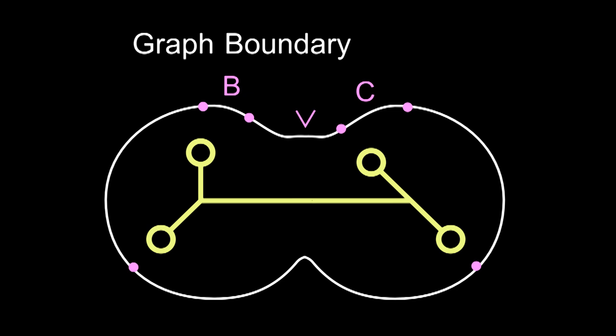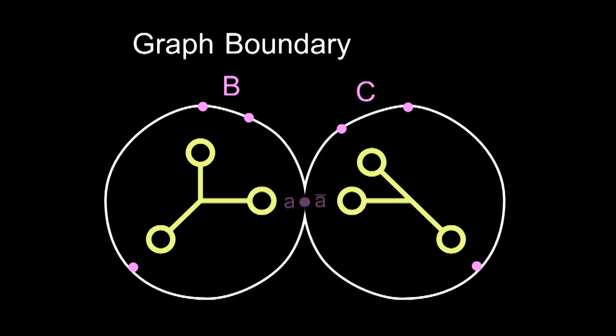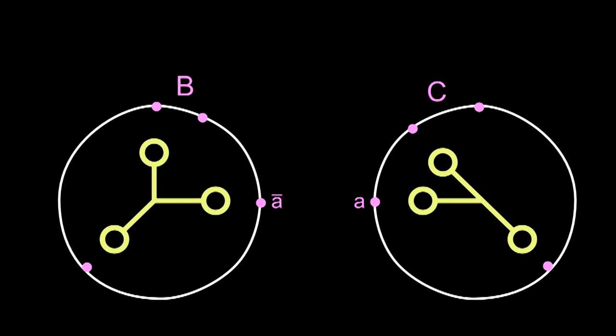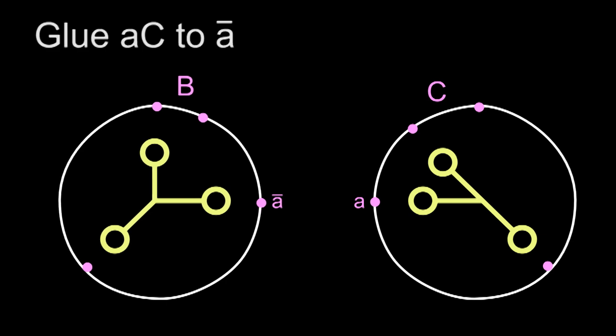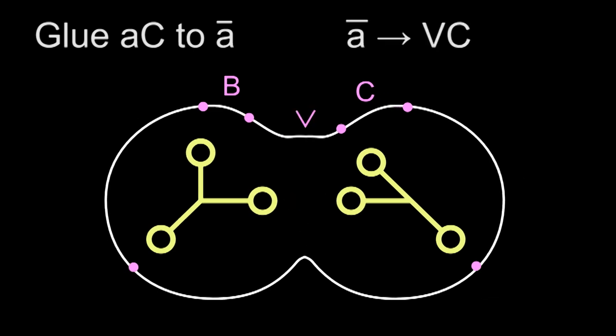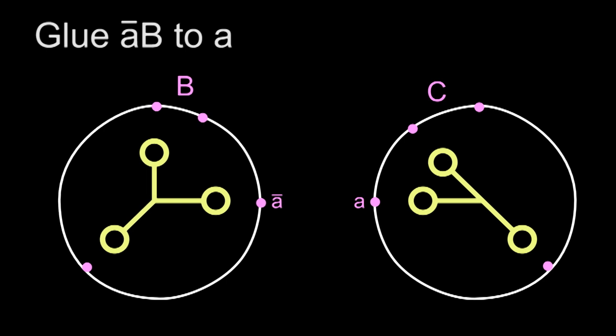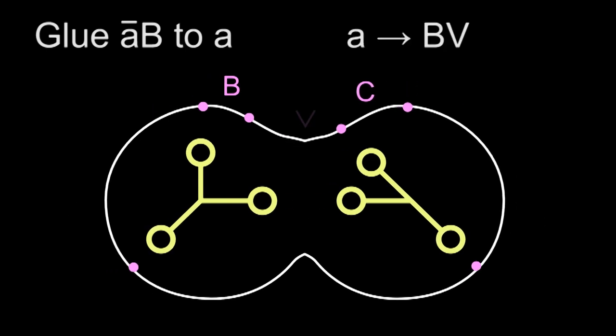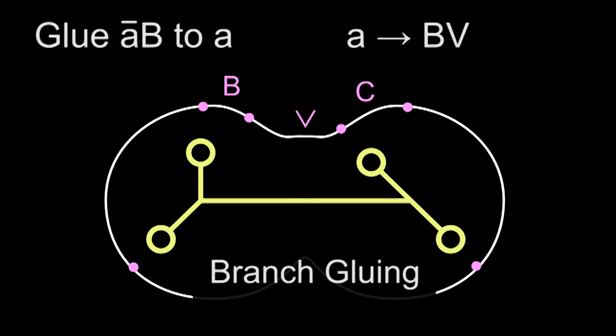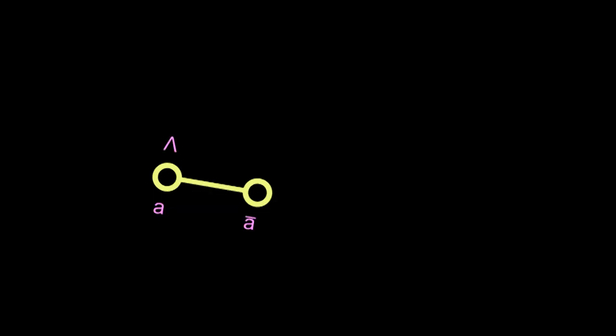We now have a very simple formula for describing gluing. If we glue a graph with the boundary A C onto the half edge A bar, this will replace the half edge A bar with the string V C. Or if we glue the graph A bar B onto the half edge A, this will replace A with the string B V. I call this a branch gluing operation. A branch with a single straight edge has the boundary A bar A wedge.